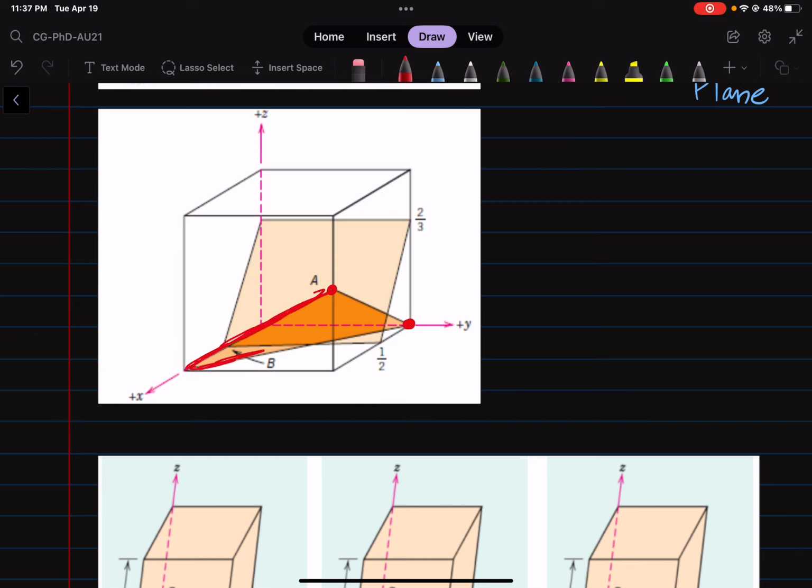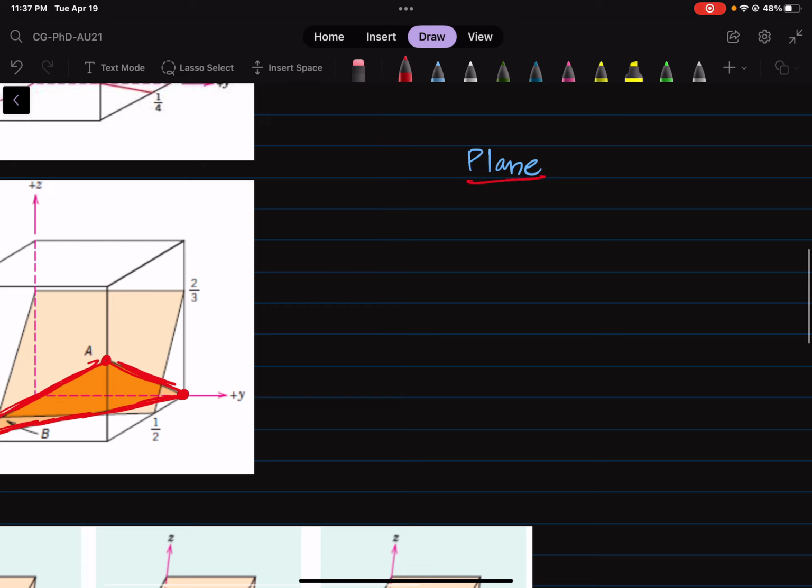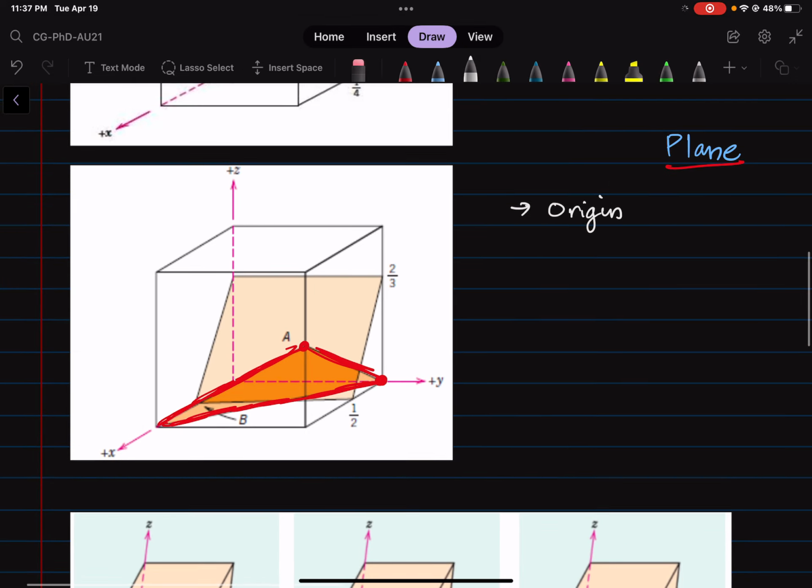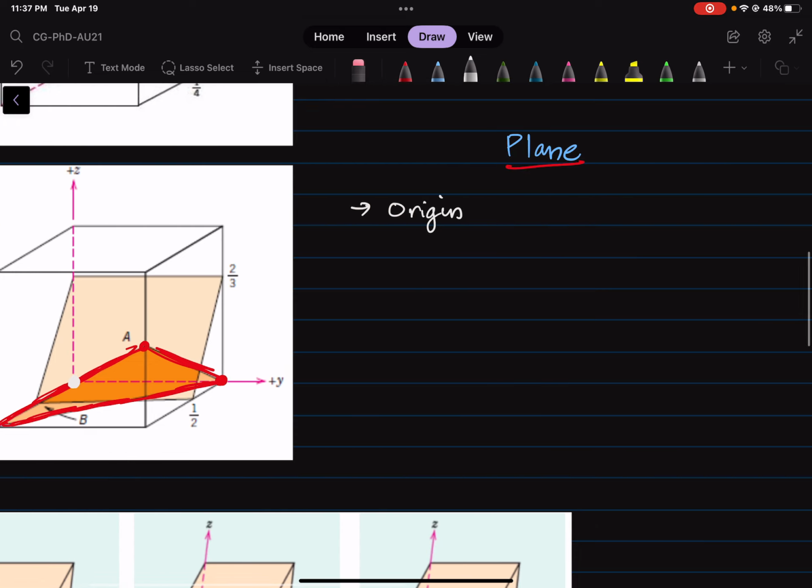So this is the plane B given to us, right? When working with planes, this is the approach I suggest. First is find a good origin. You could just use generally the origin that is given to you. So for example, in this it is at the back here where the XYZ meet.